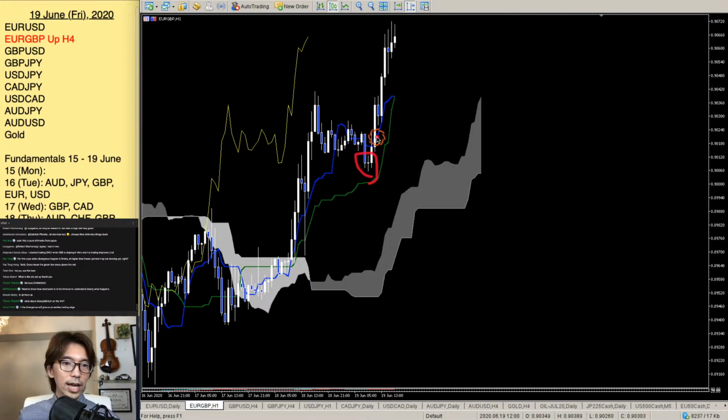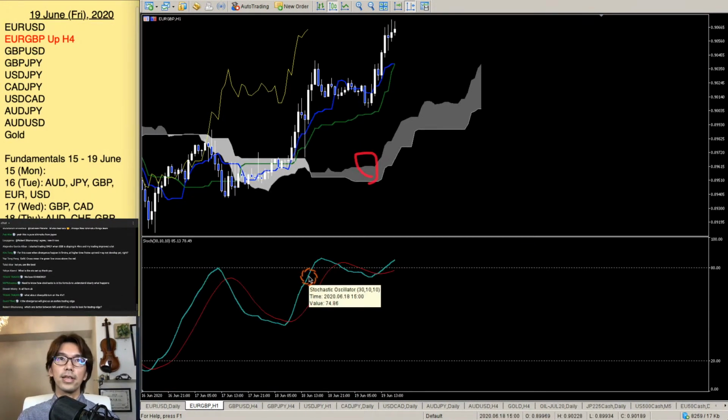Gold cross means the green line crosses above the red. So if you look at this stochastics, the green line crossing above the red line is actually the gold cross.